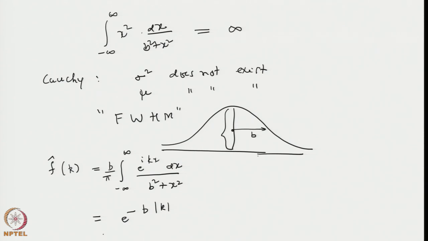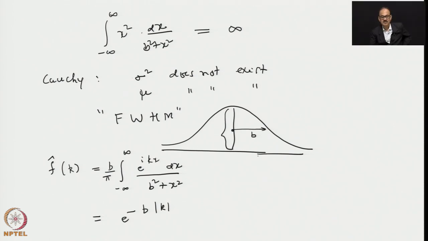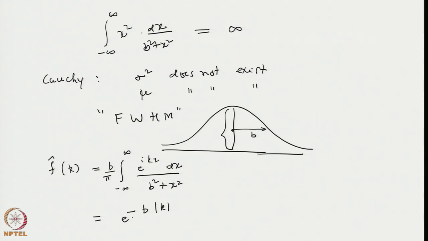Let me physically argue why it is so. First of all, when you put k equal to 0, this integral is 1. Mod 0 is 0, e to the power 0 is 1, so it satisfies. What we cannot visualize is why it should be mod k, but we can visualize that it should be an even function of k, because of the symmetry. We would have said that it is a function of k square, but somehow it doesn't turn out to be so. The lowest order function which is even with respect to k turns out to be mod k. Hence, the Fourier transform of the Lorentzian or Cauchy distribution is associated with the function mod k, and mod k itself has a structure like this.